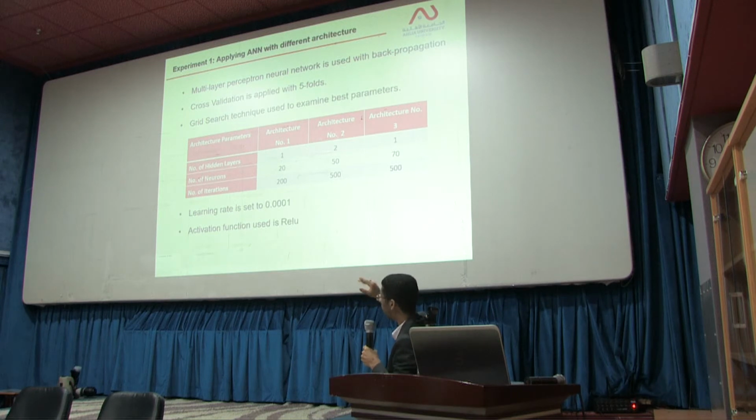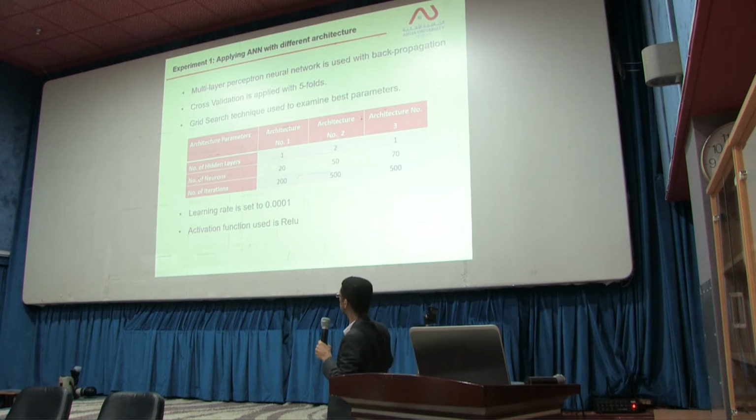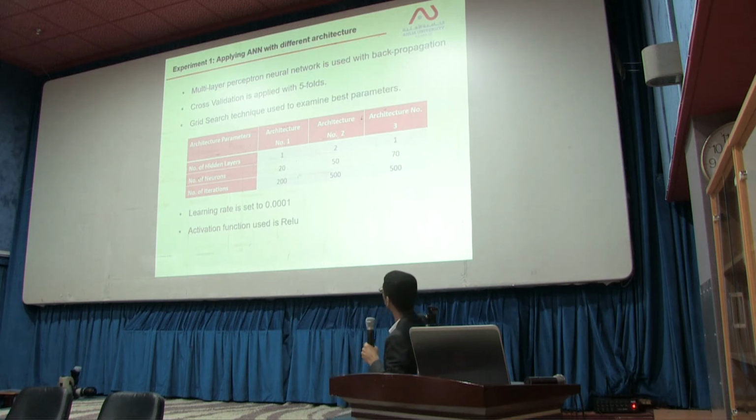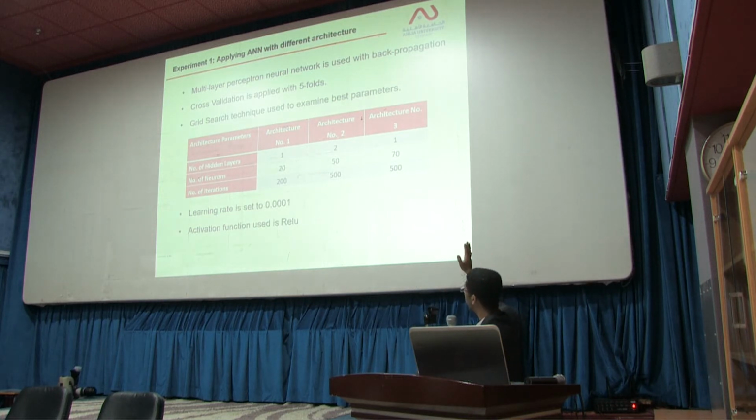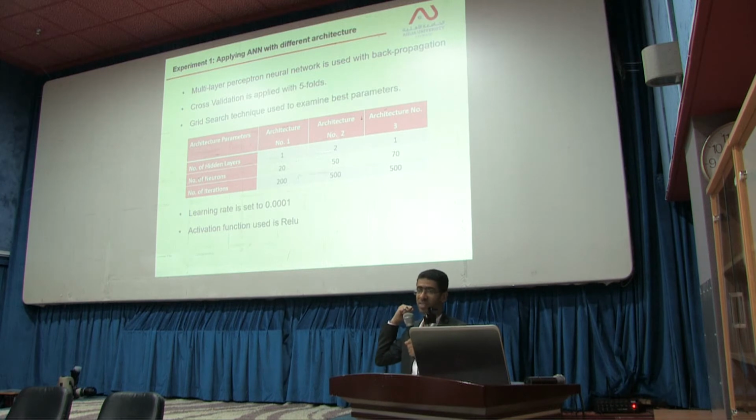And the number of iterations over these neurons is, for example, for the first architecture, 200. For the second architecture, I applied, for example, two hidden layers with 50 neurons and 500 iterations. The third architecture for the first experiment, I tested one hidden layer with 70 neurons and 500 iterations. Now, the number of input neurons depends on the number of features extracted.